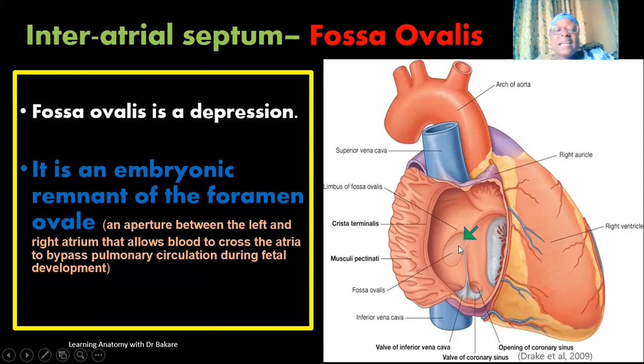This is an aperture that is created between the right atrium and the left atrium so that blood can move from the right atrium to the left atrium during the development of life, before the development of the pulmonary circulation. This is just to bypass the pulmonary circulation because organs that are involved in it are yet to develop. So there's going to be the transportation of blood from the right atrium to the left atrium. So we have the fossa ovalis that is arrowed in green, which is a depression that is created in the interatrial septum.